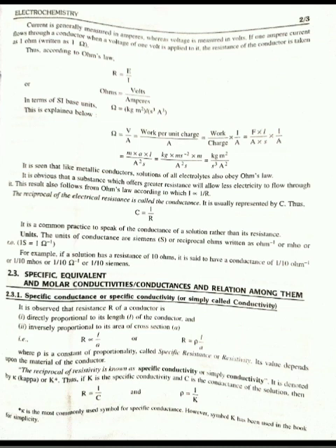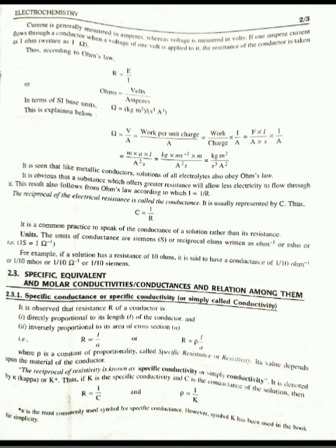This is explained below. Ohm is equal to V upon A, which is work per unit charge upon A, which is equal to work upon charge into 1 upon A, which is equal to F into L upon A into S into 1 upon A. It is seen then, like metallic conductors, solutions of all electrolytes also obey Ohm's law.